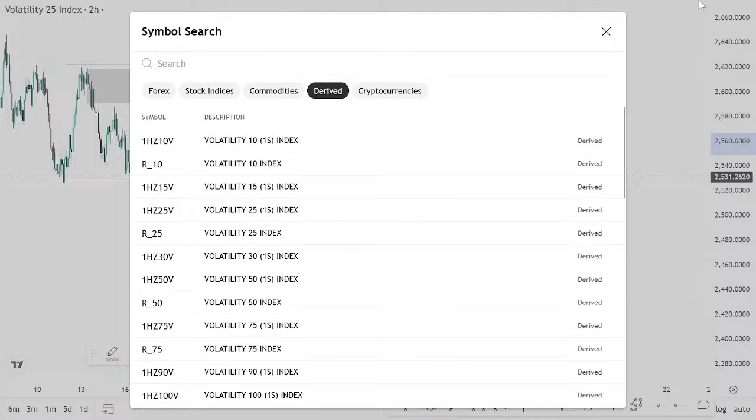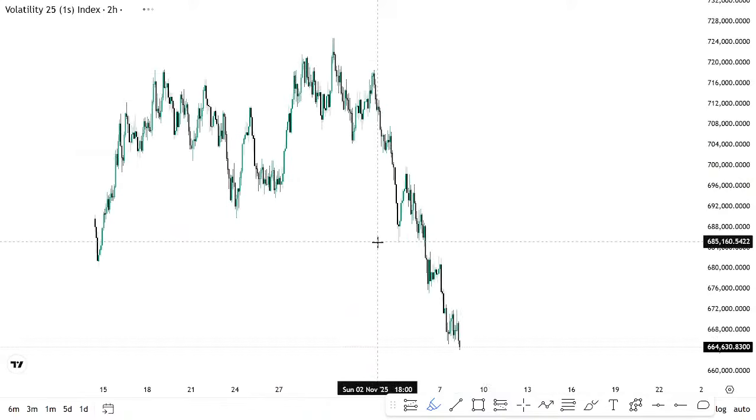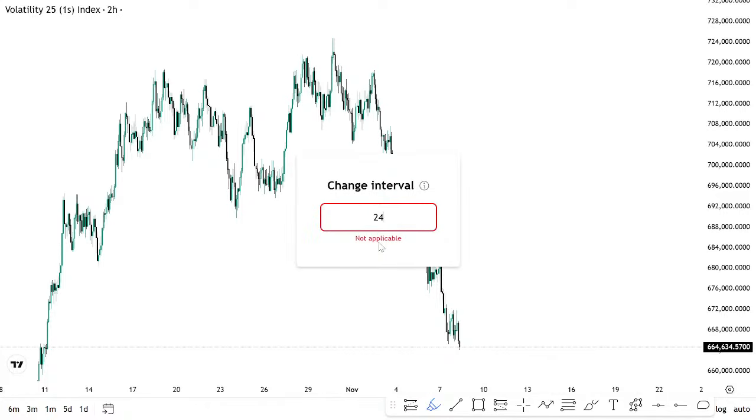So I'm going to be analyzing one more. So let's see the most mentioned. Let's see the one we're going to be working with. So let's go for volatility 25 1s. So let's do 24 hours time frame.